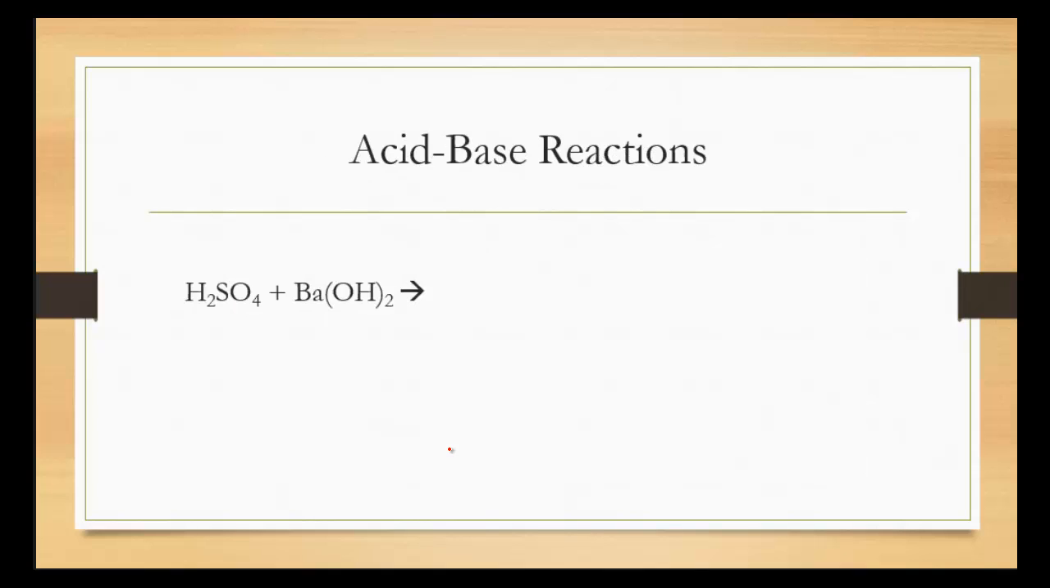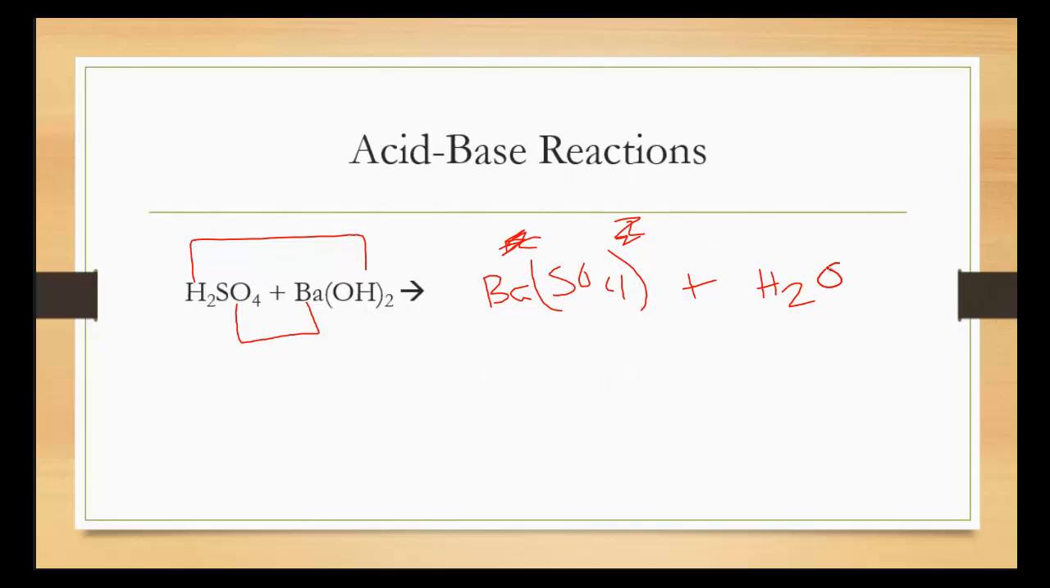So think of it as a double replacement reaction. SO4 with Ba, H with OH. So Ba and SO4. Ba is a +2, SO4 is a -2. Crisscross it and they cancel out. H with OH forms H2O. Make sure it's all balanced.